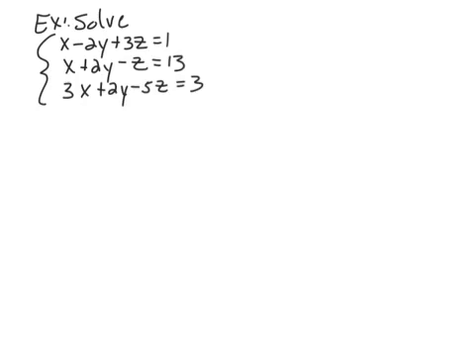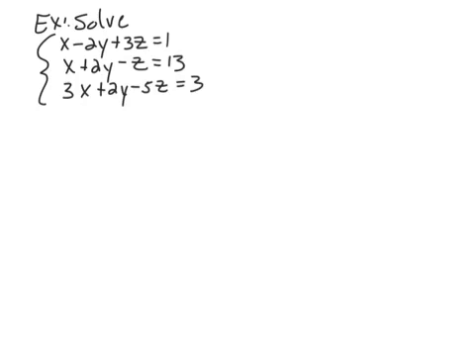All right, here's my system I'm going to solve. It has 3 equations and 3 variables. x minus 2y plus 3z is equal to 1. x plus 2y minus z is equal to 13. And 3x plus 2y minus 5z is equal to 3. The first step was to eliminate the x term, the first term, from equation 2. So I want to get rid of that x.